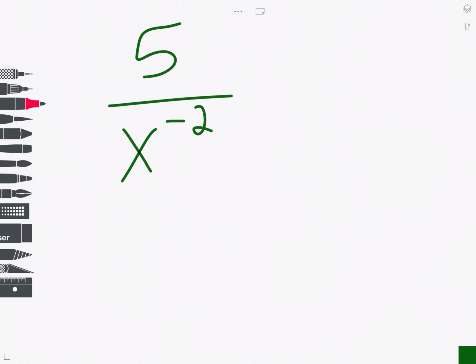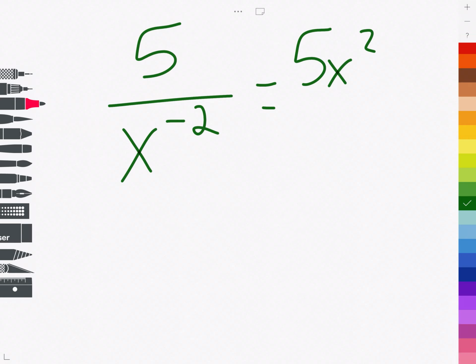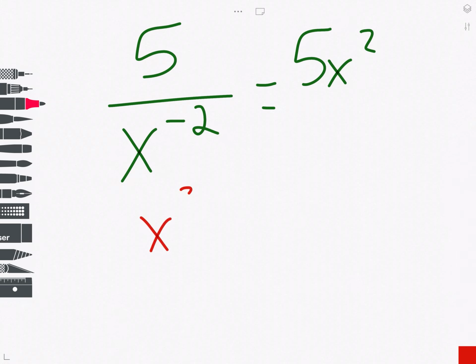What do you think happens if we already have a negative in the bottom? Well, if it's up top, it goes to the bottom. If it's on the bottom already, it comes up top. Generally, you're not done until you get rid of negative exponents.